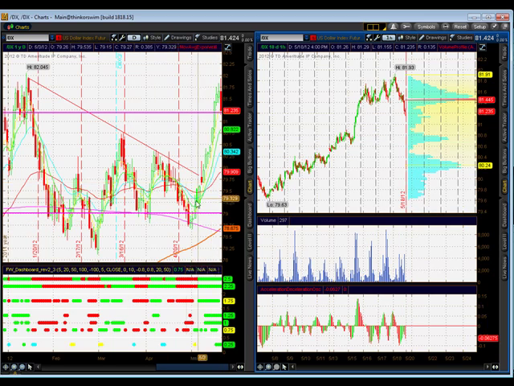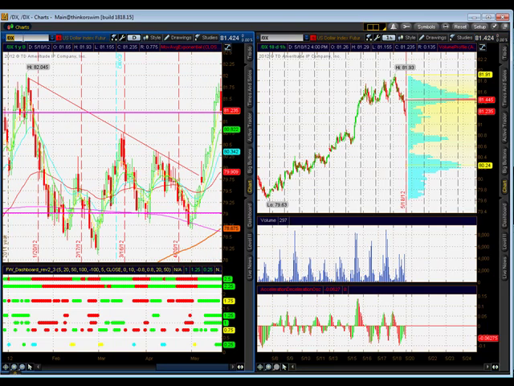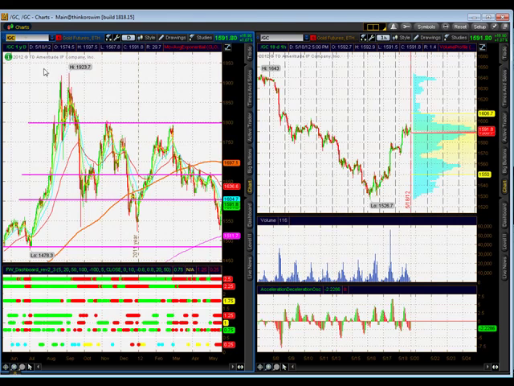But look at that move on the dollar. Once we broke this little downtrend line, we certainly took off there. Again, strong dollar. Gold, a little bit weak, coming to test the 500 moving average.